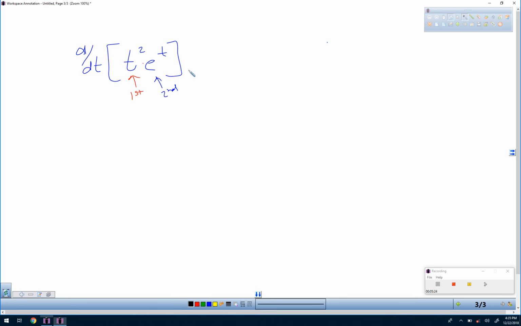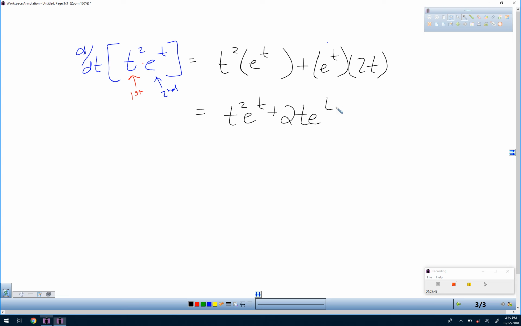So by the product rule, the derivative would be first times derivative of the second. Well, thankfully, the derivative of e to the t is just e to the t. So first times derivative of the second plus second times derivative of the first, and that would be 2t. So then the derivative would simply be t squared e to the t plus 2t e to the t. There's a lot of t's right there. But that would be the derivative of that function. So again, the product rule is very, very much needed and useful for finding derivatives of products.